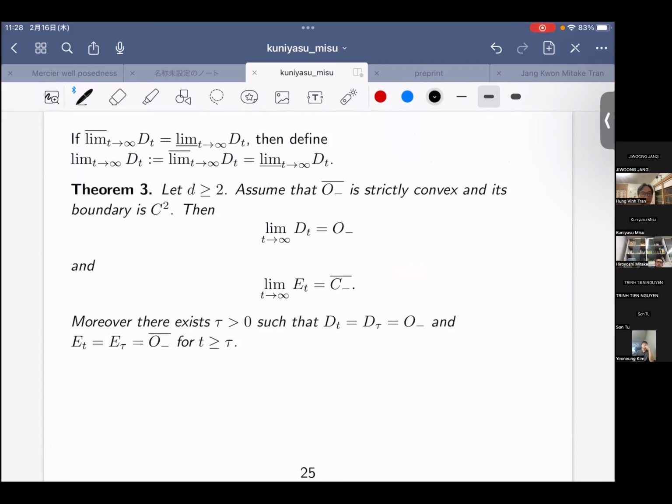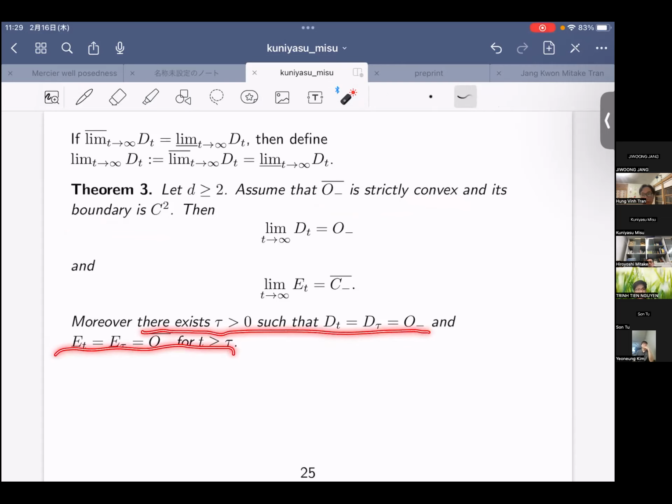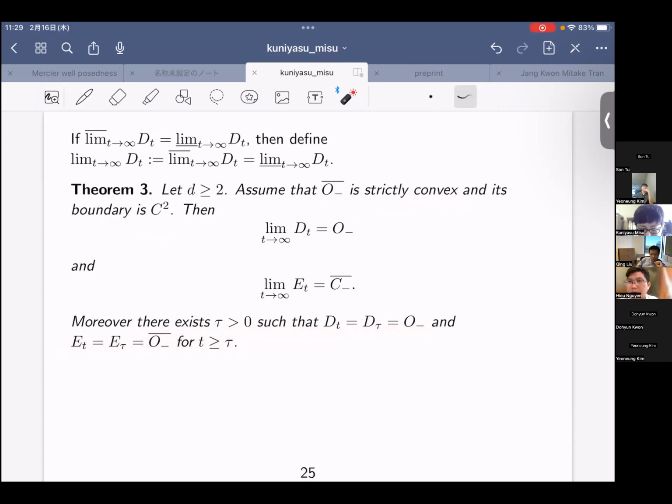This is a result of a higher dimensional case. If we further assume that O minus is strictly convex and its boundary is C2, then there exists tau such that D_t equals O minus for large t.